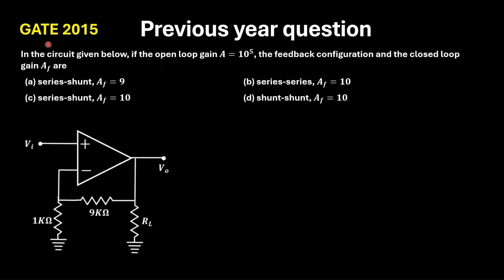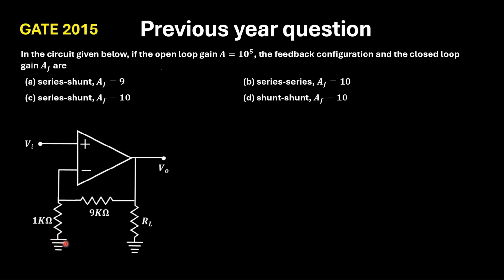This question was asked in GATE 2015. We are given an op-amp circuit. We are told to find the feedback configuration and the closed loop gain. Now, if we see this circuit, the input is given to the non-inverting terminal and the inverting terminal is grounded.